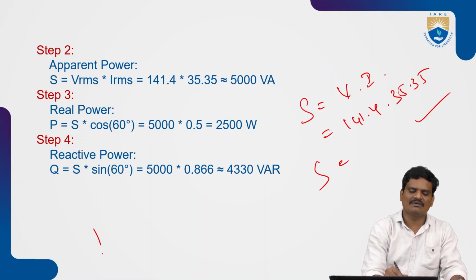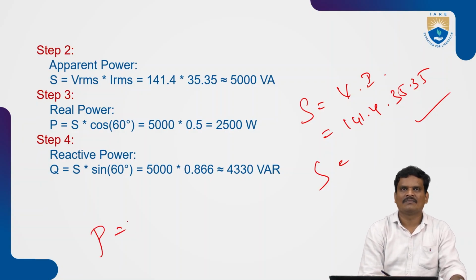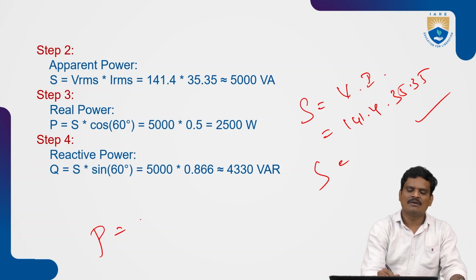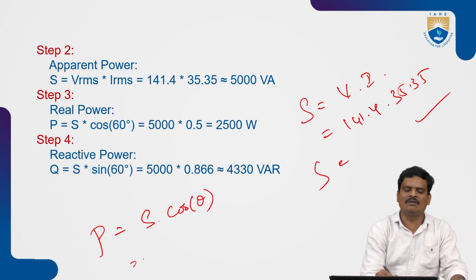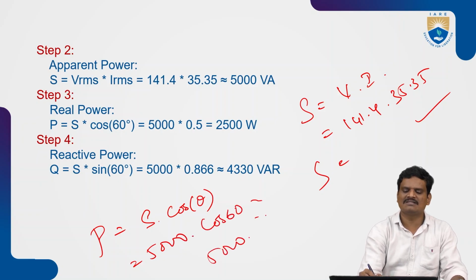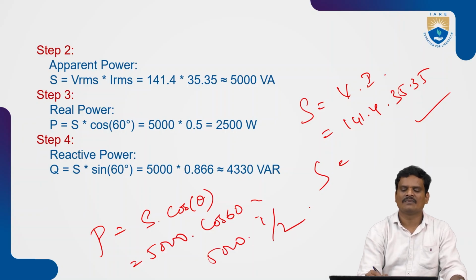Next, you need to calculate the real power, where real power is given as S into cos theta. You know the value of theta from omega t plus 60. So the value of theta is 60 and the value of S from the above is 5000. So 5000 into cos 60, and cos 60 is 1 by 2. You will get the value of how much?